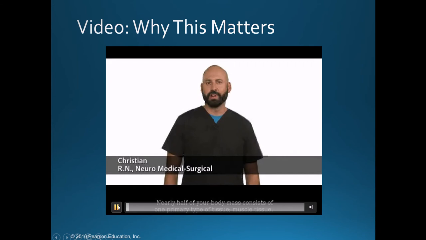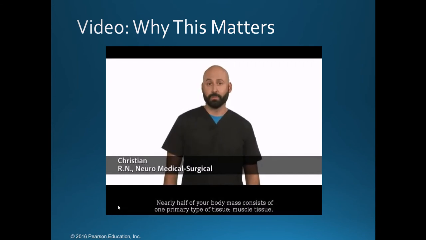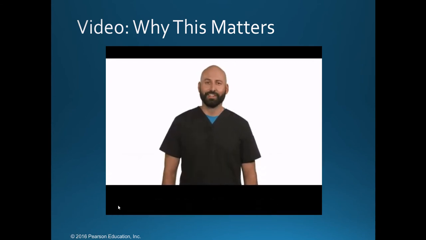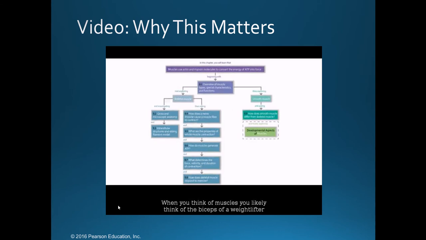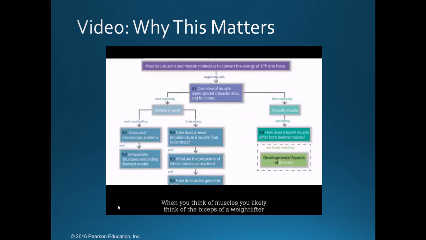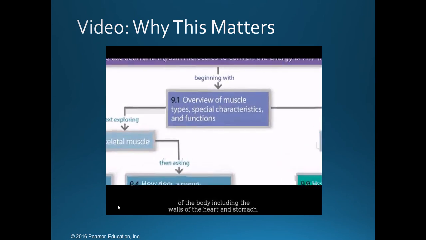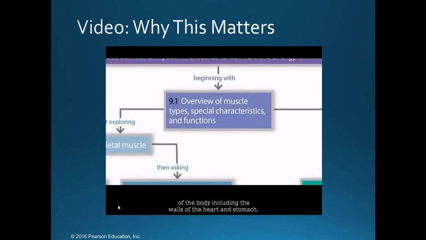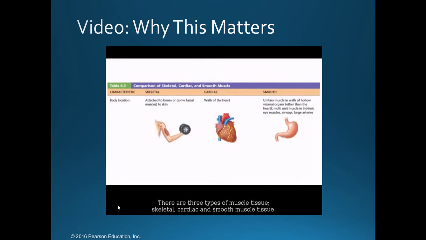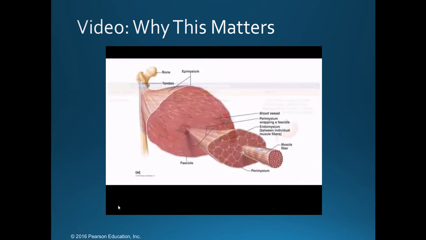Nearly half of your body mass consists of one primary type of tissue, muscle tissue. When you think of muscles, you likely think of the biceps of a weightlifter, but muscle tissue is also found in many other areas of the body, including the walls of the heart and stomach. There are three types of muscle tissue: skeletal, cardiac, and smooth muscle tissue. Skeletal muscle tissue forms skeletal muscles that attach to joints and bones and are responsible for overall body mobility.